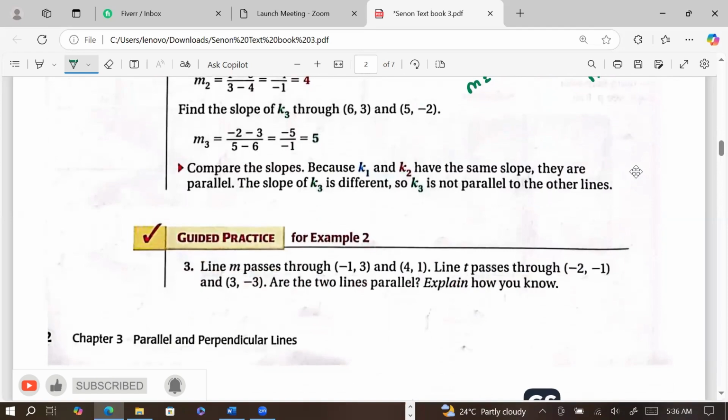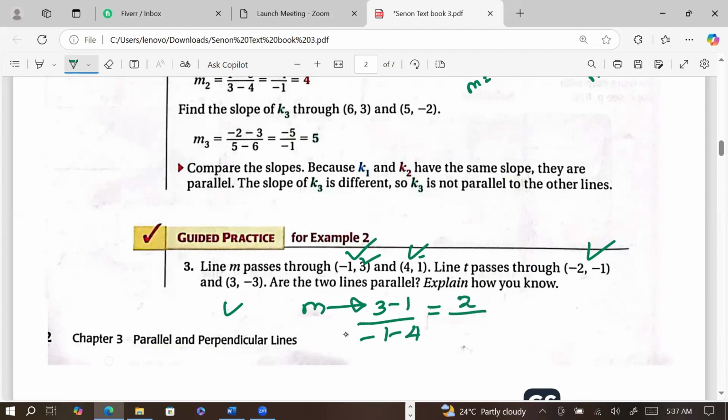Then line M passes through this and this. Line T passes through these 2 points. Are the two lines parallel? So we will calculate the slope. M: 3 minus 1 over minus 1 minus 4, that is 2 over minus 5.